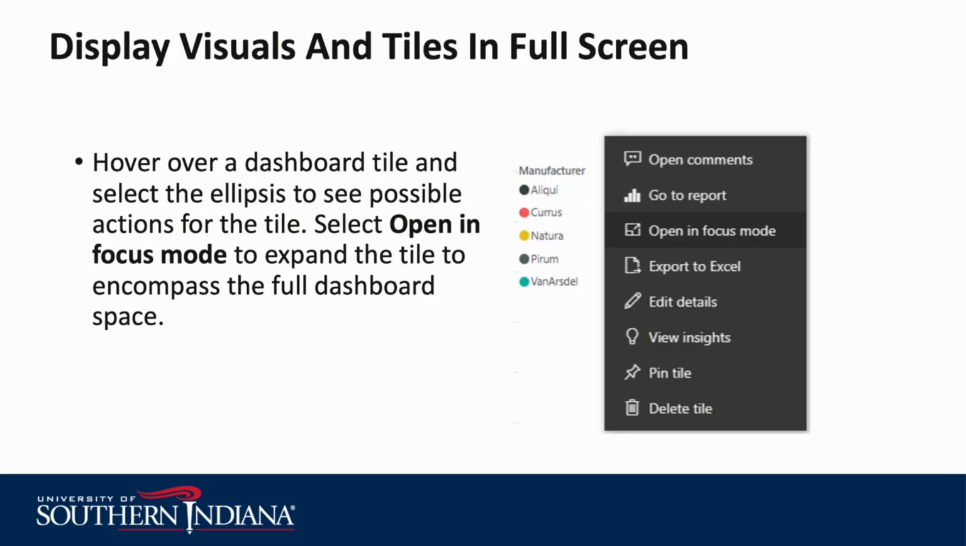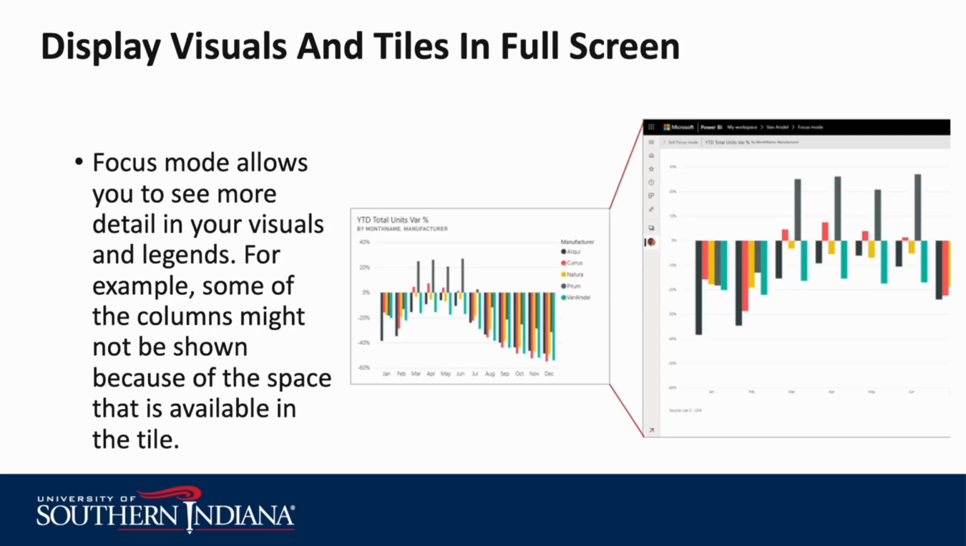Hover over a dashboard tile and click the ellipsis to see additional options. Select Open in Focus mode to expand the visual to full screen. The image highlights the ellipsis menu and the focus mode button. Focus mode allows you to see more detail in your visuals and legends. Some columns or data points may not be visible in the standard tile view due to space constraints. The screenshot demonstrates the expanded focus mode with full data visibility.